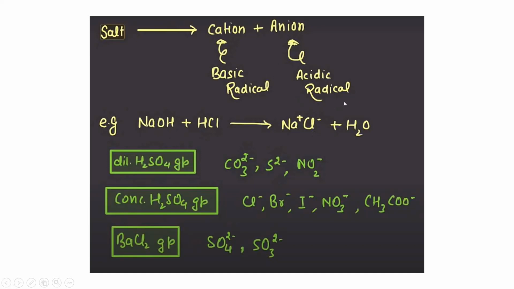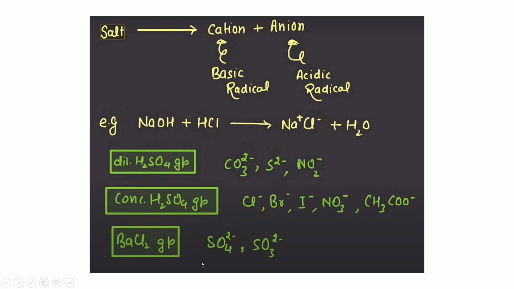First, we can go for acid radical. This acid radical can be classified into three parts: the dilute H2SO4 group, the concentrated sulfuric acid group, and the barium chloride group. Each of these has its own group reagent: barium chloride, concentrated sulfuric acid, and dilute sulfuric acid respectively.